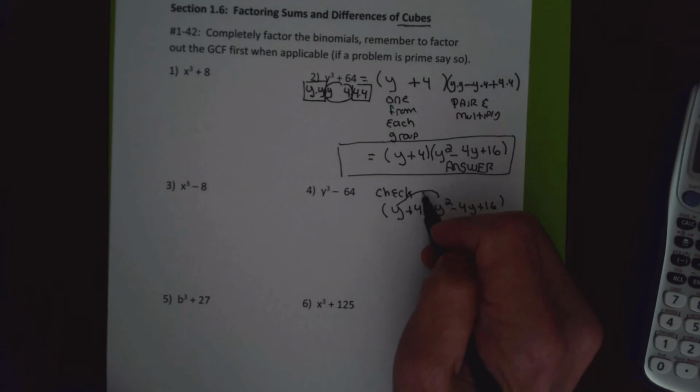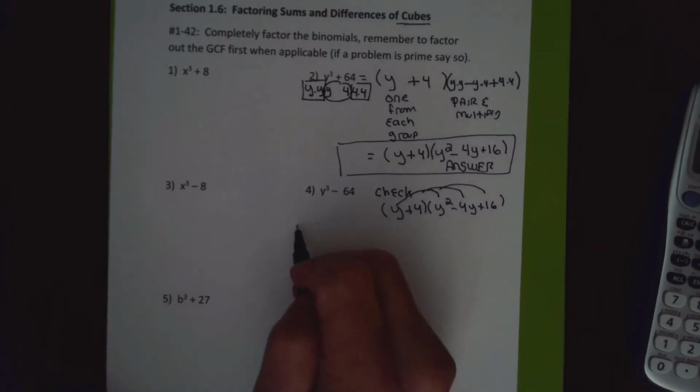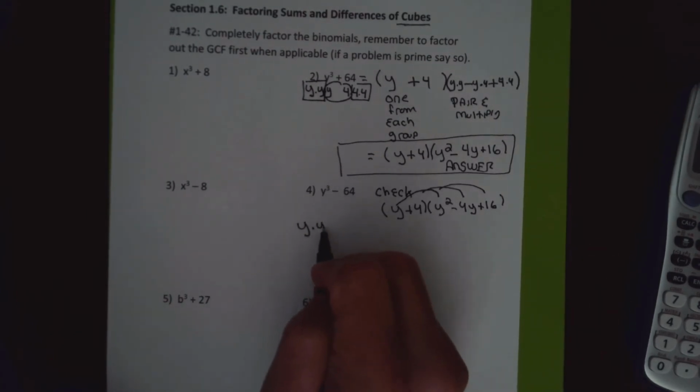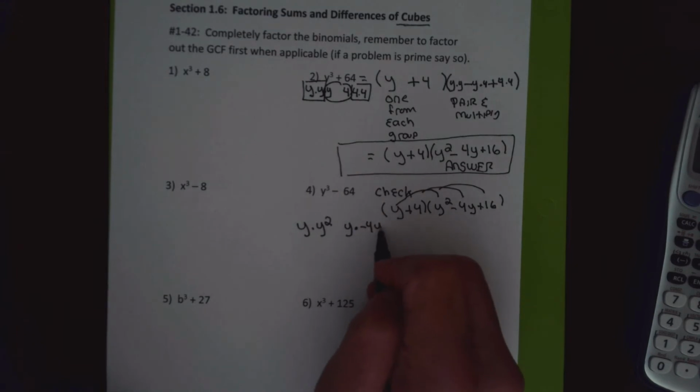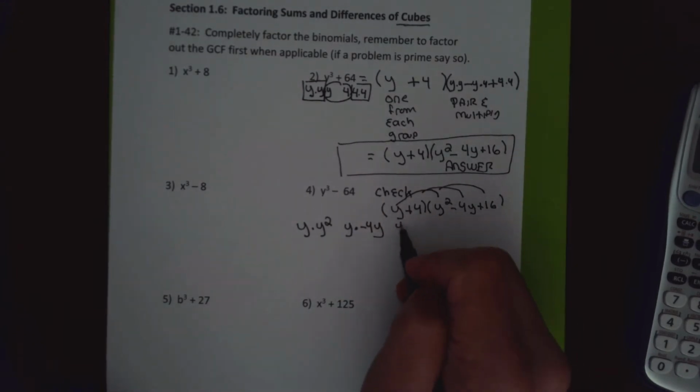I'm going to start with the y in the left parentheses. I'm going to multiply it by the y squared in the right parentheses. I'm going to multiply the y in the left parentheses by the minus 4y in the right parentheses. I'm going to multiply the y in the left parentheses by the 16.